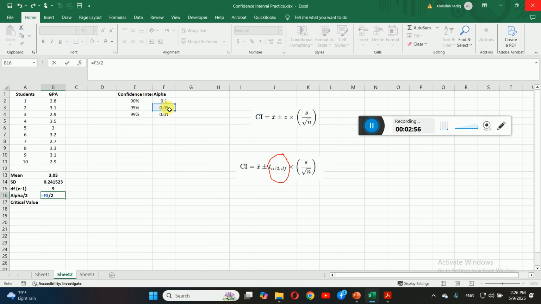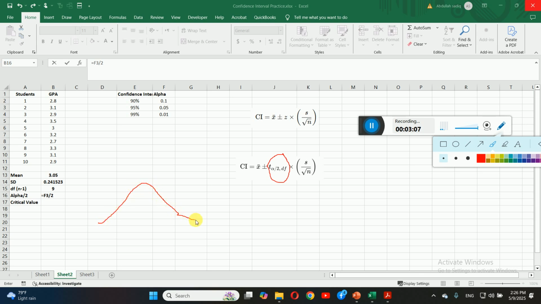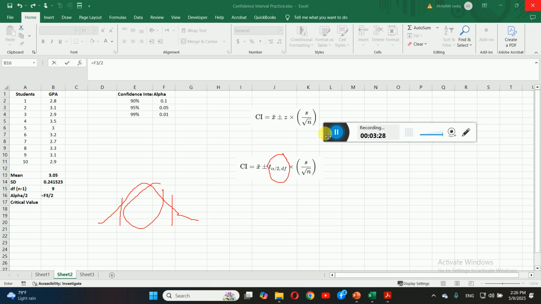Here is a question, dear students. Why alpha over 2? Because we are trying to find the confidence interval. If you remember a normal distribution, we try to find the confidence interval which is in between. This is the interval, with the lower limit here and the upper limit there, and we try to find this space. So when we find the lower limit and upper limit, the alpha should be divided by 2. This is really important.